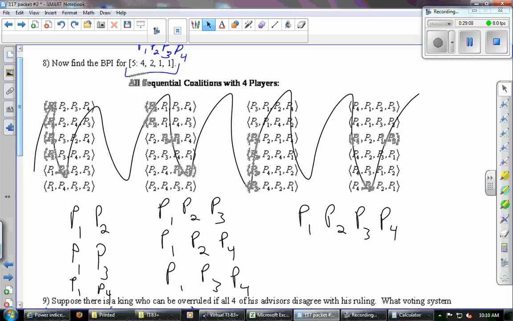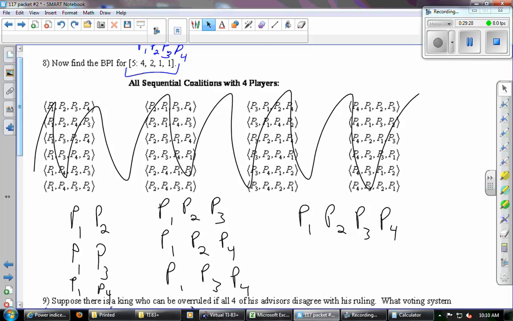I think that all the trios passed the thing except for the last trio on the list. P2, P3, and P4 don't have enough votes together to pass it. So I've got 3 pairs of people, 3 trios of people, and then the one grand coalition where everybody says yes to the ice cream party.